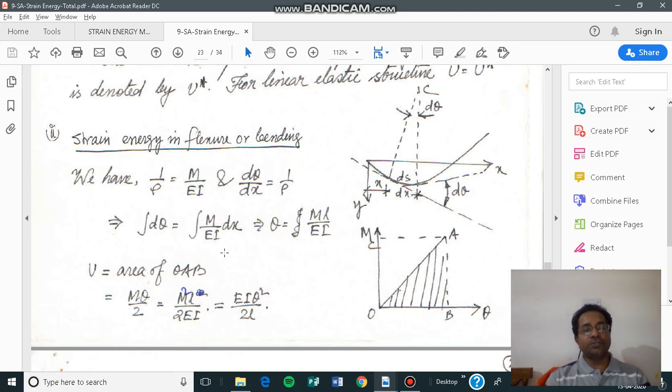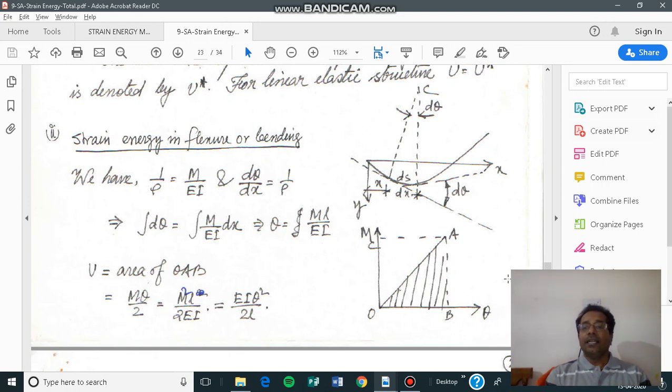If I use the moment and the slope, then my expression comes out like this, that is M squared L by 2EI. This expression also can be expressed in differential form: if I put a small distance dx, then I put an integration over the region, that is M squared dx by 2EI integrated over the length 0 to L. For whichever segment we are computing the strain energy, that segment length is integrated here. So the expression is M squared dx divided by 2EI, integrated over the segment length.